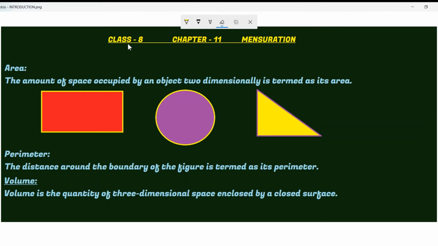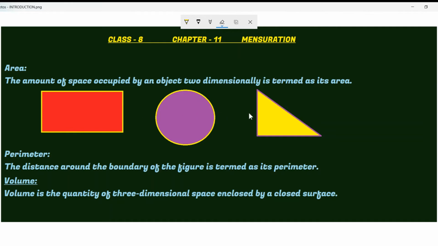In this video, I am going to teach you Class 8, Chapter 11, Mensuration. Mensuration means measurement. In Class 7 itself, you have learned how to find out area and perimeter for rectangle, square, circle and triangle. This year you are going to learn how to find out area and perimeter for some more two-dimensional figures. You can see these are all two-dimensional figures. What is a two-dimensional figure? A two-dimensional figure can be drawn on the sheet.